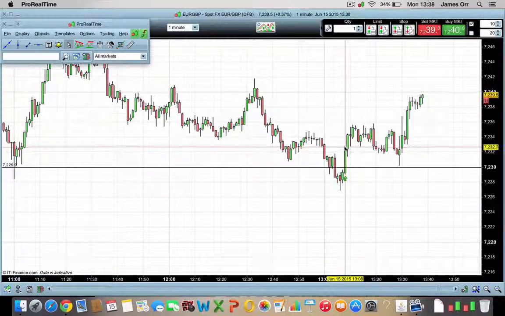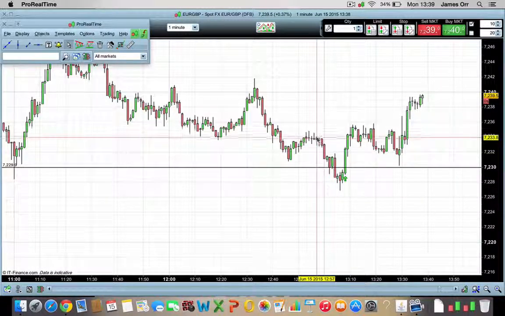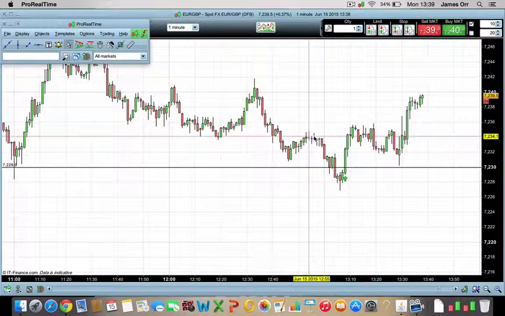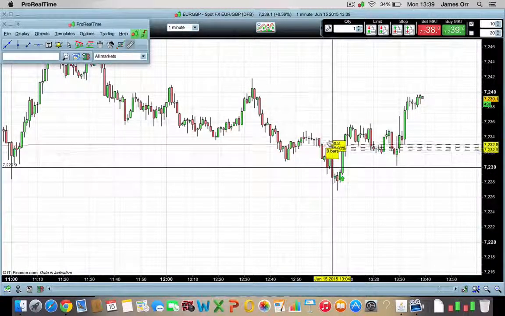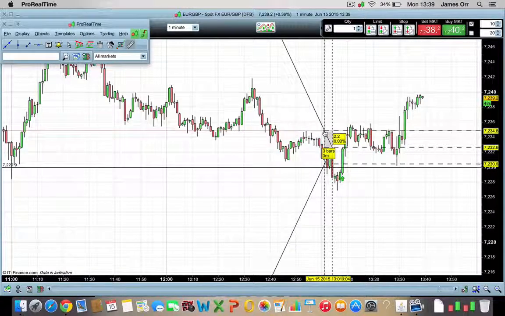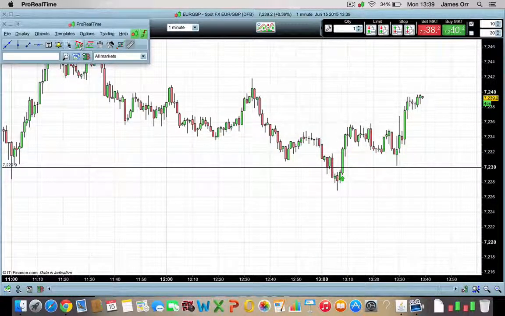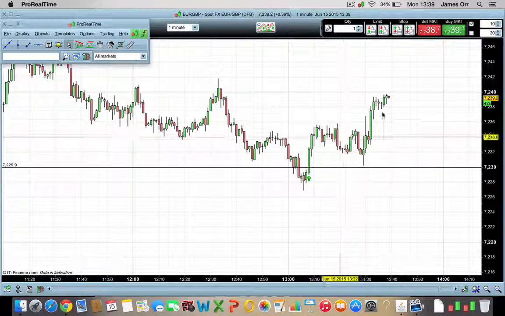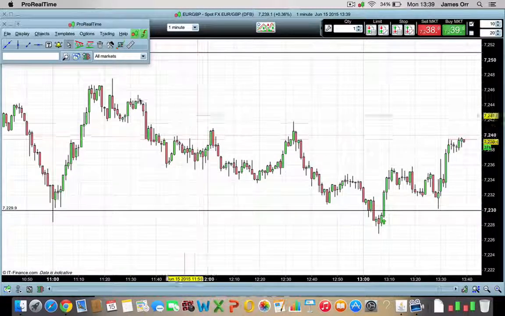So I would enter above the high of this candle, stop below the low, and your next zone would be up here somewhere. So you'd be in and out. This is why you need a small spread. So you'd be in and out a few pips. 2.3, 2.5 pips. And okay, that's the end of this. It's still forming today. So for Euro GBP, there you go. That's how you do it.